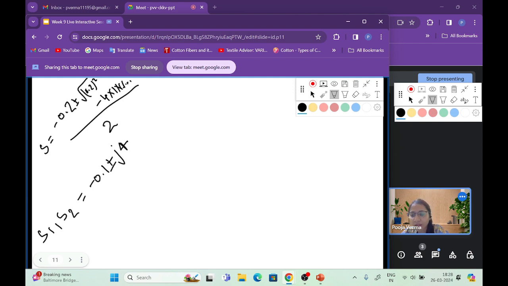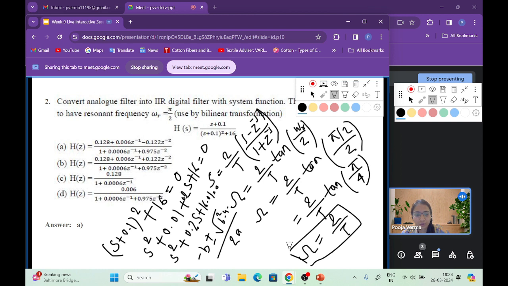We also know that s is equal to sigma plus j omega, right? So if we compare, we will get omega from here, that is 4. Now put that omega in the equation we found, in order to find the value of T. Already we have omega equal to 4, so from 2 by T, we get T as 1 by 2 or 0.5.